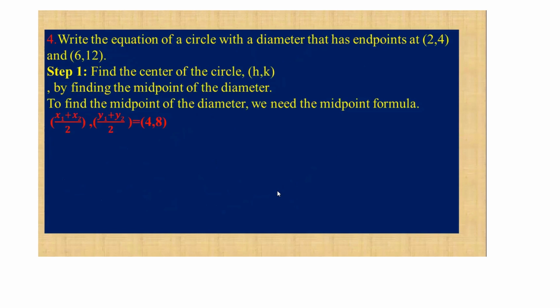Question number 3. Write the equation of a circle with a diameter that has endpoints (2, 4) and (6, 12).